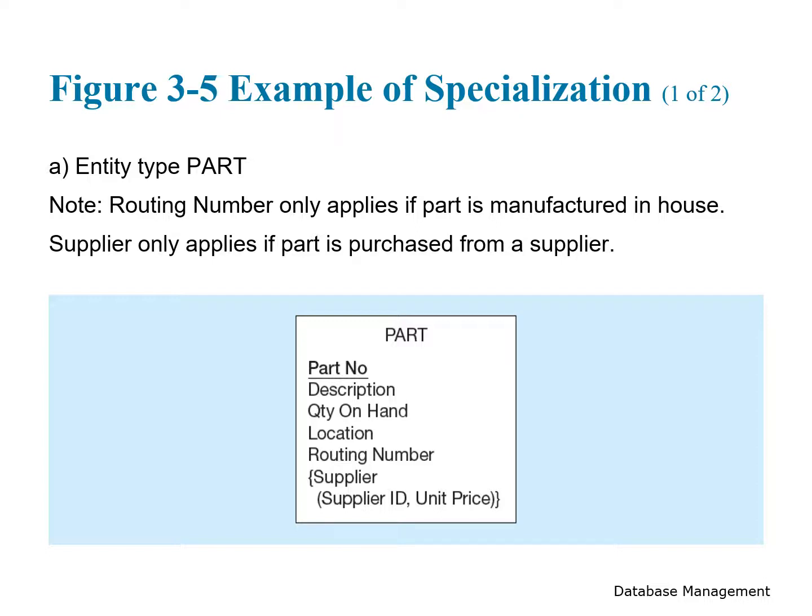Figure 3-5, example of specialization, A: entity type part. Note, routing number only applies if the part is manufactured in-house. Supplier only applies if the part is purchased from a supplier. Part number, description, quantity on hand, location, routing number, and supplier, with supplier ID and unit price.